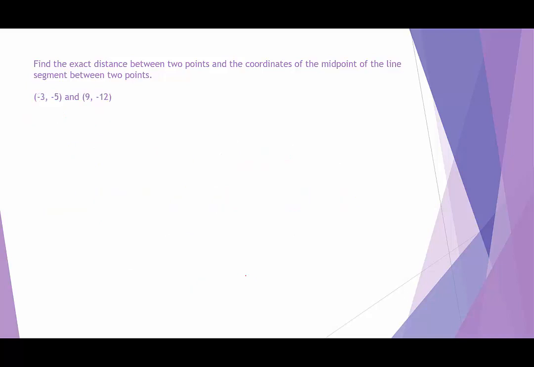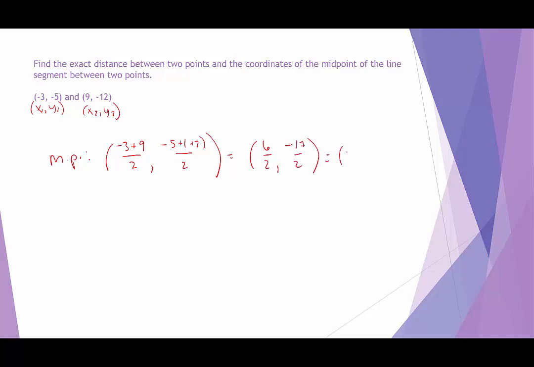In our last example, we have the ordered pairs (-3, -5) and (9, -12). We're going to call this one x1, y1, and this one x2, y2. To find the midpoint, again, we add up the x-coordinates for the x-coordinate of the midpoint, so that's -3 plus 9, and divide by 2. To find the y-coordinate of the midpoint, add the y-coordinates together and divide that by 2. So this would be 6 over 2, comma, -17 over 2. 6 over 2 is 3. -17 over 2 is -8.5. -8.5 is also fine. Probably -17 over 2 is also fine. So the midpoint is (3, -8.5).